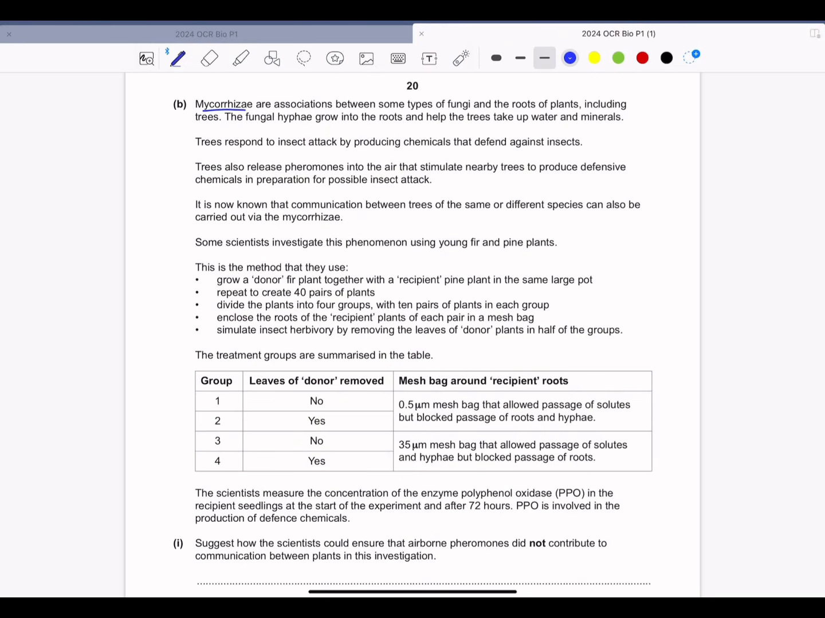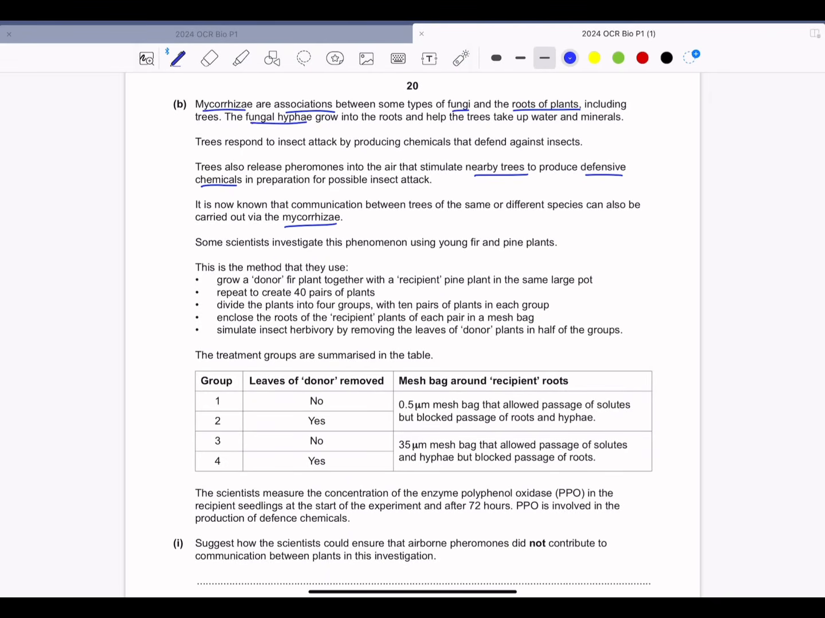Question B: mycorrhizae are associations between some types of fungi and the roots of plants, including trees. The fungal hyphae grow into the roots and help the trees to take up water and minerals. Trees respond to insect attacks by producing chemicals that defend against insects. Trees also release pheromones into the air that stimulate nearby trees to produce defensive chemicals in preparation for possible insect attack. It is known that communication between trees of the same or different species can also be carried out via mycorrhizae, the fungal stuff.